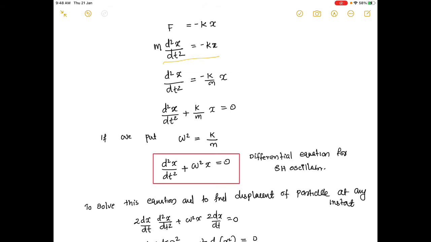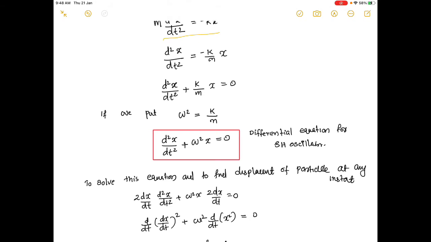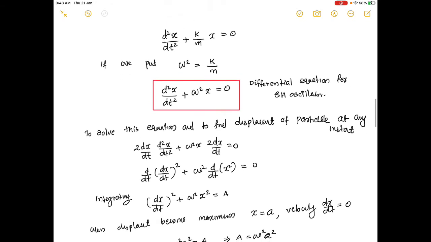So the next thing is not that important for you, but you have to understand that while solving this second order differential equation, we can get the expression for x. x means the expression for displacement. So I introduce here how to solve this equation.